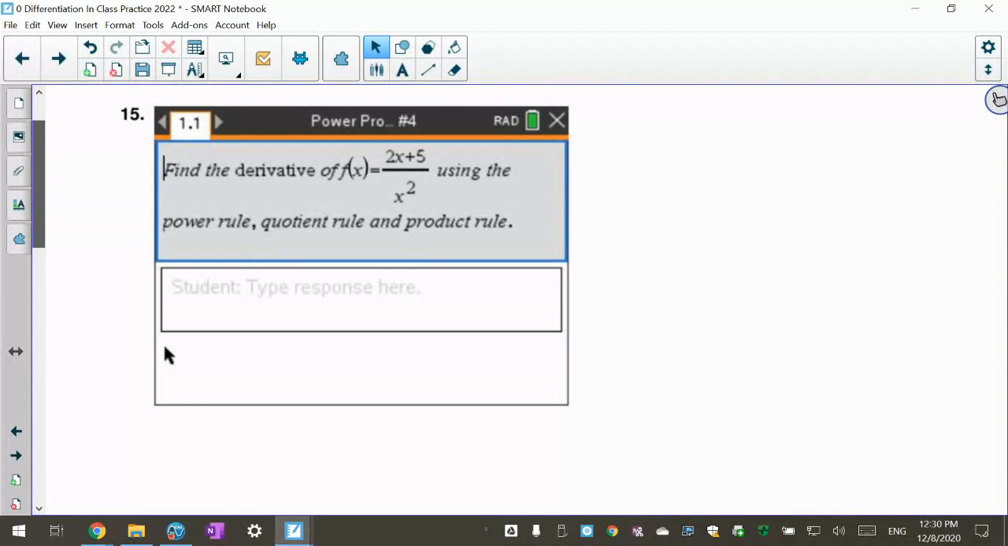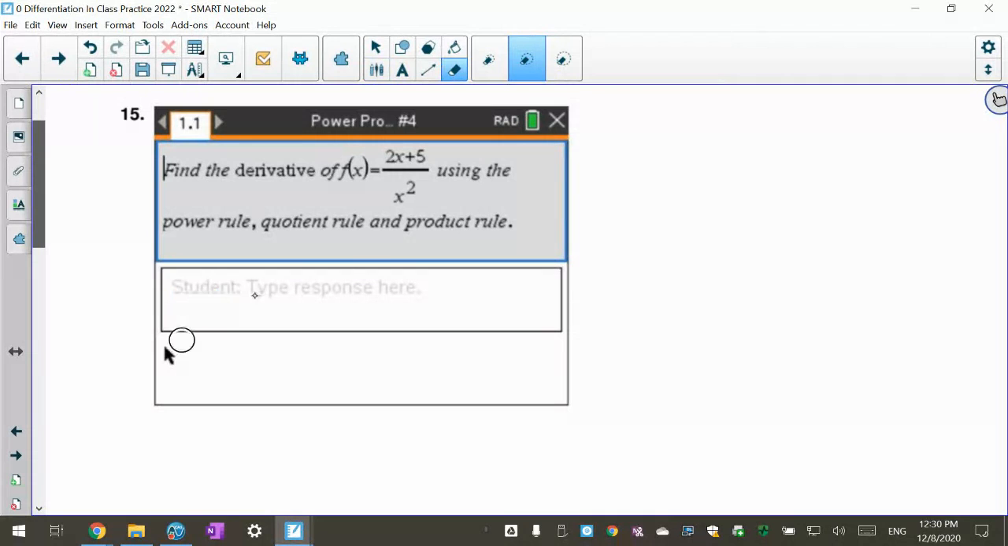I said find the derivative of (2x plus 5) over x squared using the power rule, the quotient rule, and the product rule. So when I do this, I just wanted to show you that you sometimes have a choice, and when you get all done, they're all the same. Sometimes they don't look exactly the same. So we'll do the power rule first here.